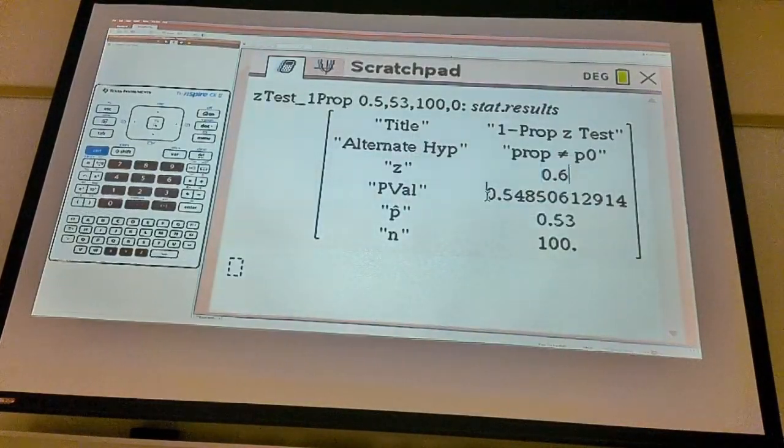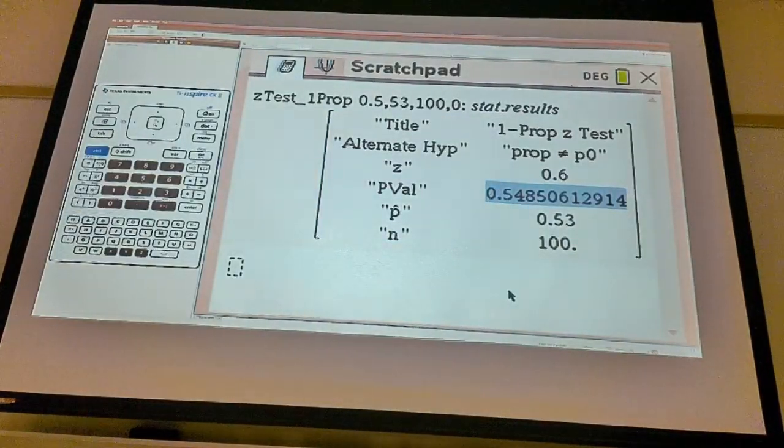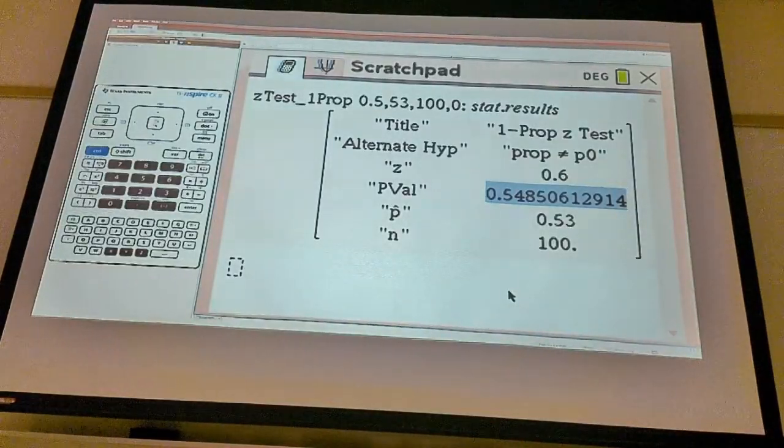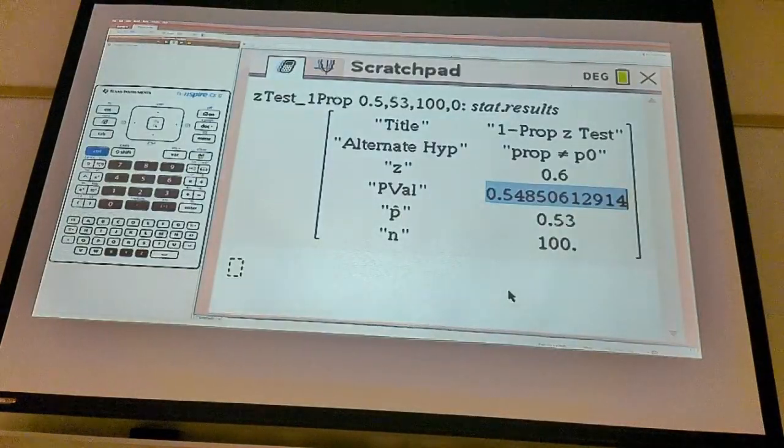There's your z-score. There's the exact p-value, which is actually really close to what we got from the table. This just goes to show you that the table is not exact. It is off by a little bit.